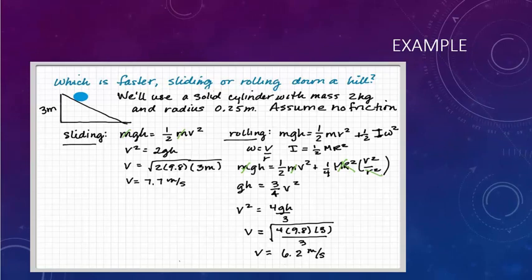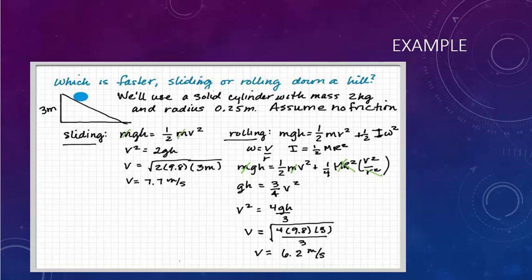Here's an example with the rolling down a hill idea. So is it faster to slide down a hill or roll down a hill? We'll take the idea of a solid cylinder, because we are going to end up using the moment of inertia, so we have to pay attention to the geometry. And we're going to put it at the top of a 3-meter hill. First, we're going to deal with sliding. So all of the energy is going to be that translational kinetic energy. So all of your potential goes to translational kinetic energy. We're assuming there isn't any friction. You run through the math, and you get a speed of 7.7 meters per second.